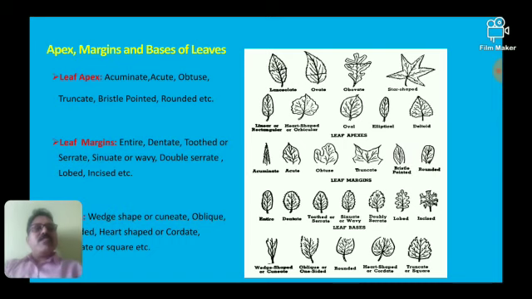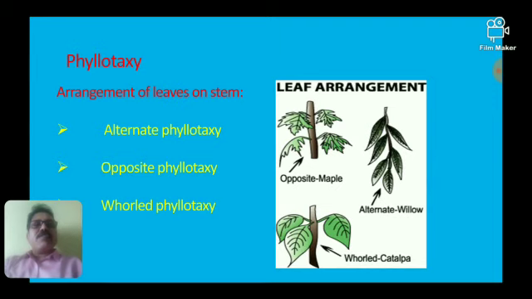Now margins, they may be entire. Some of the leaves are showing dentate, tooth or serrate type of the margins, sinuate, wavy. Some of the plants having the double serrate, we can call it saw-like, it is like a saw, and lobed, incised, and some of them having the particular shapes of the bases like the wedge shapes, crenate, oblique, heart shape, cordate, or that we also call it as the square shapes.